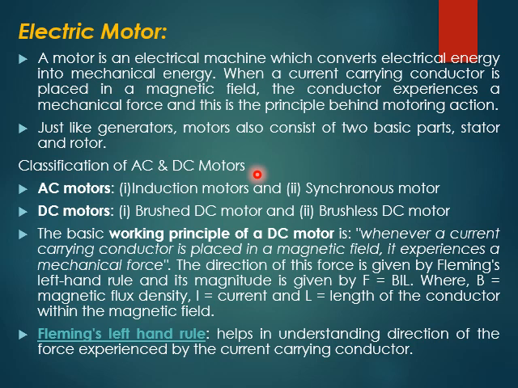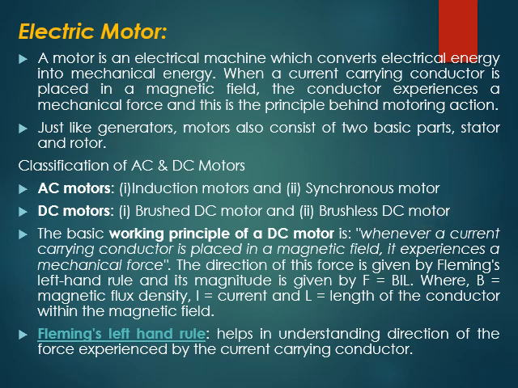So here it works on the principle that whenever a current carrying conductor is placed in magnetic field, the conductor experiences a mechanical force. Just like a synchronous generator or a generator, motor also consists of two basic parts, stator and rotor. Right. Now, classification of AC and DC motors. AC motors, we have induction motor and synchronous motor. DC motors, we have brushed DC motor and brushless DC motor.